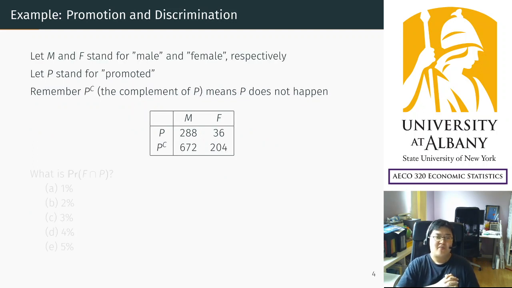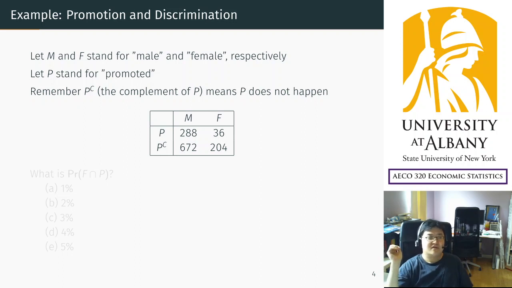So let's think about this. We first define a notation for the basic events. M stands for male and F stands for female. P stands for promoted. Then automatically the complement, the negation of promotion, is denoted P superscript C, as we learned in the last chapter. It is the complement of event P, which means P does not happen, so it means not promoted.